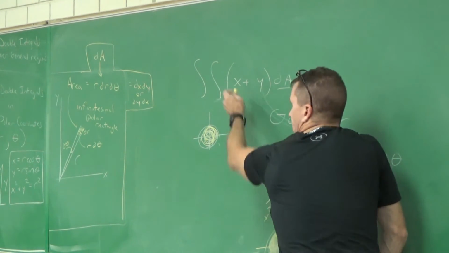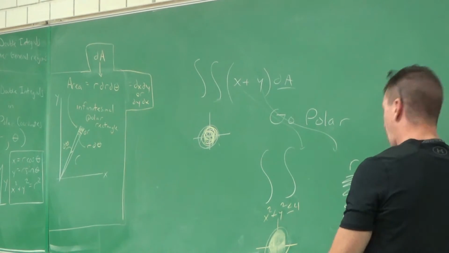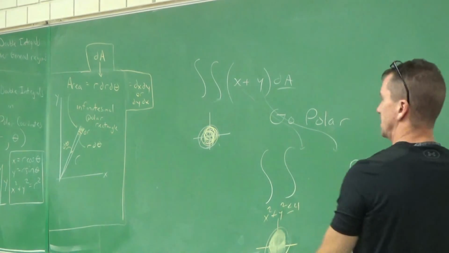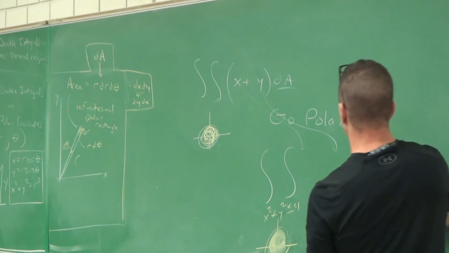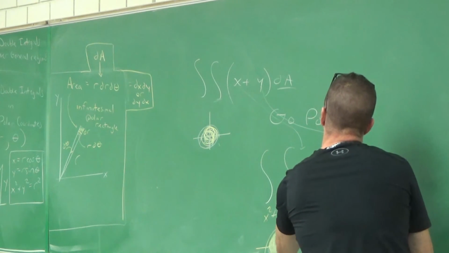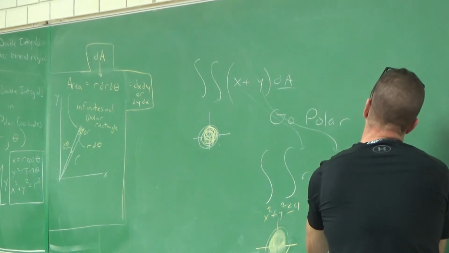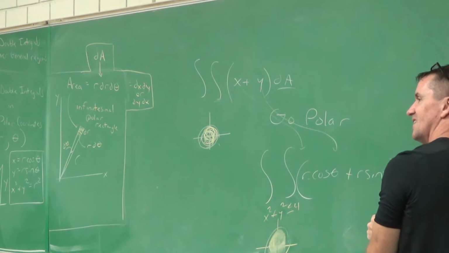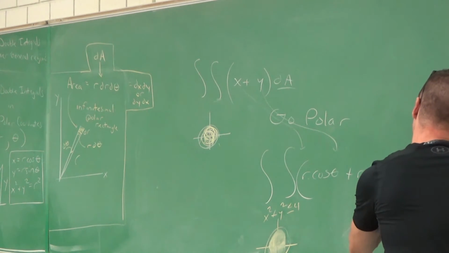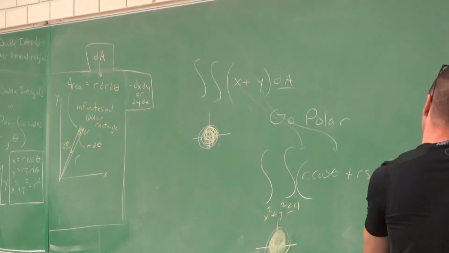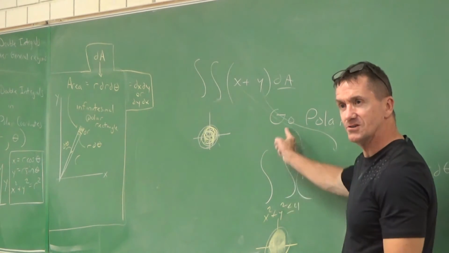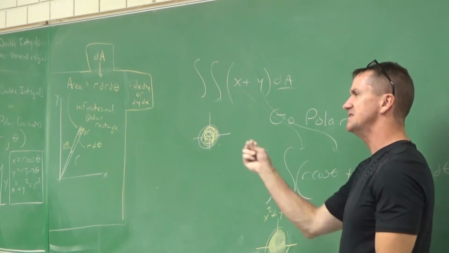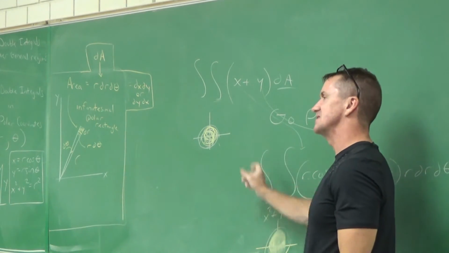What can I put in place of that x? R cosine theta. And what do I put in place of the y? R sine theta. So r cosine theta plus r sine theta. What else was sitting right here? The pirate r dr. So this is going to be your limits of integration for r. That's going to be easy. This is going to be theta. That's going to be easy.